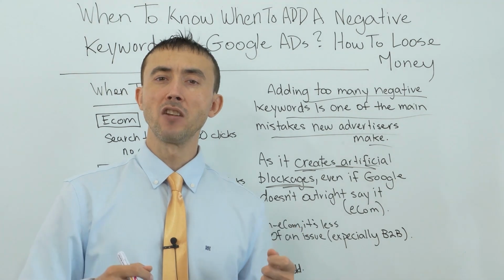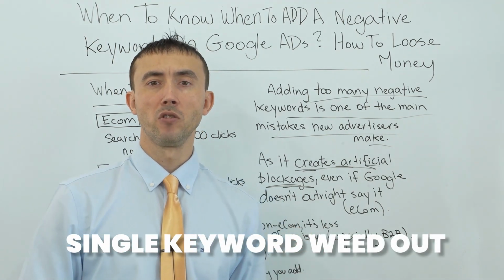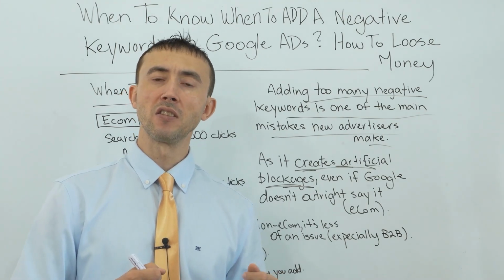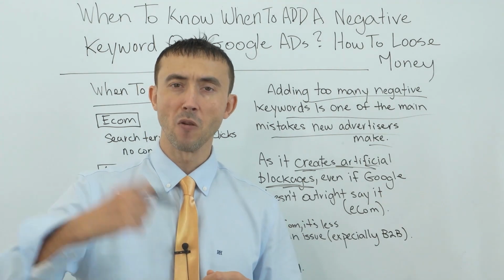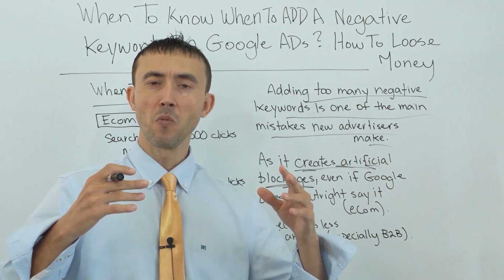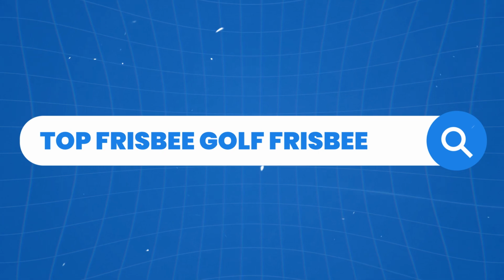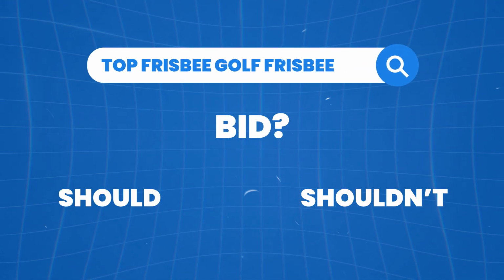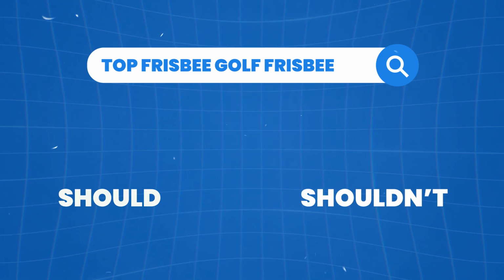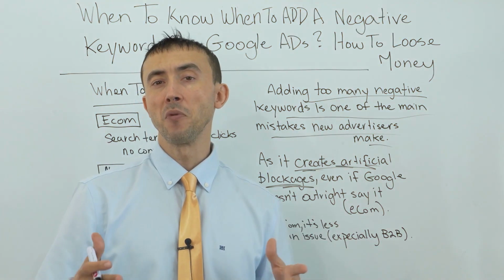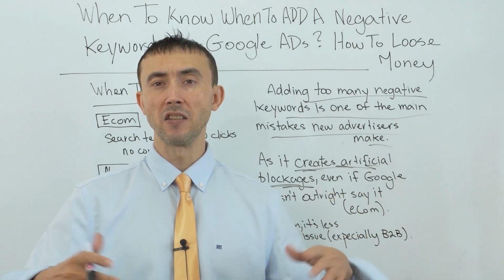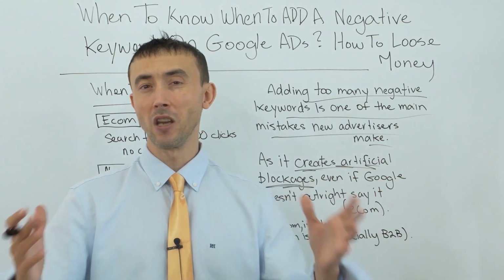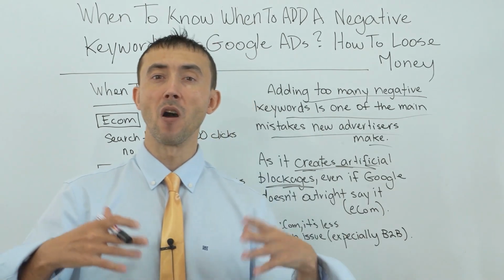So I have a strategy called the single keyword weed out strategy. In that situation, let's say we're selling Frisbees for Frisbee golf, where people basically play golf with Frisbees. We want to know whether, for people that type in top Frisbee golf Frisbees, we should be bidding on that keyword, or having our ad show up for that search phrase or not. People that usually type in top Frisbee golf Frisbees are looking for a top list, a site that reviews them, not looking to buy a Frisbee from our store.